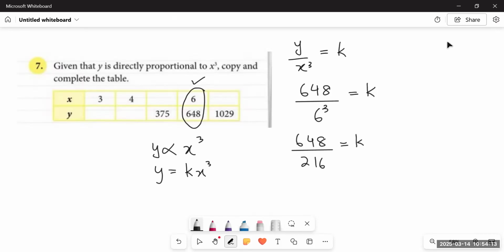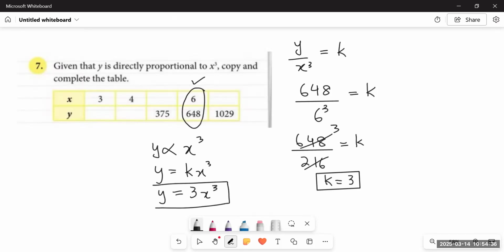Now what we have to do, we have to divide 648 by 216. And when we divide it, we will get the answer as 3. So it means k is equal to 3. Now we have to go back to the equation where we had y is equal to kx cube. So it becomes y is equal to 3x cube. So these are the steps. If you follow the steps, you won't make mistakes.